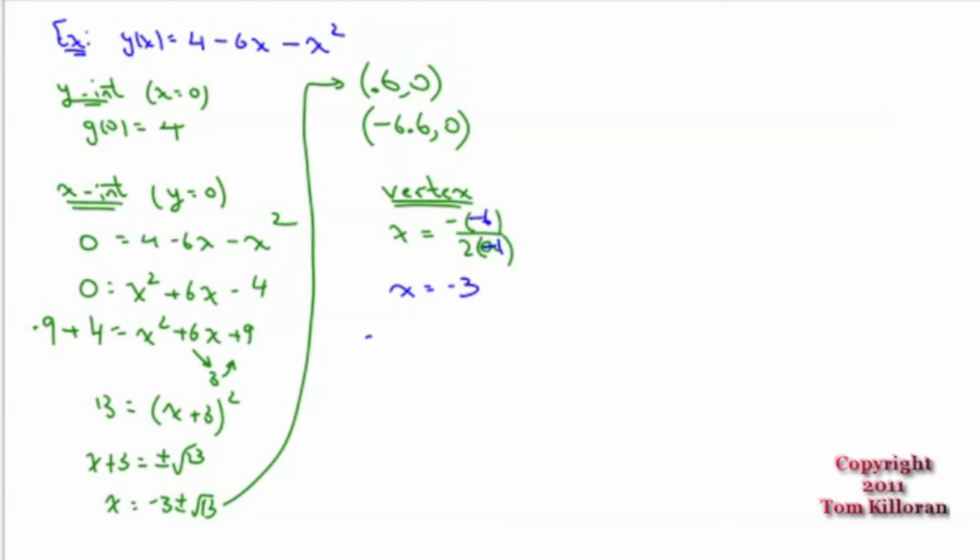Plug it back into the original quadratic. So g of negative 3 equals 4 minus 6 times negative 3 minus negative 3 all squared. Positive 9, negative 9, positive 18, positive 9 plus 4 is 13. I'm horrible with calculations. Any confirmation? Yeah, that's what I got. So the coordinate for the vertex is negative 3, 13.